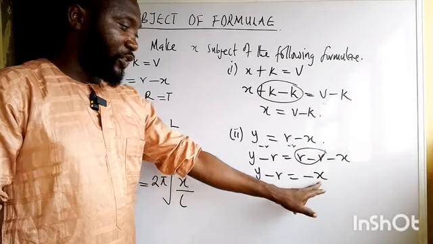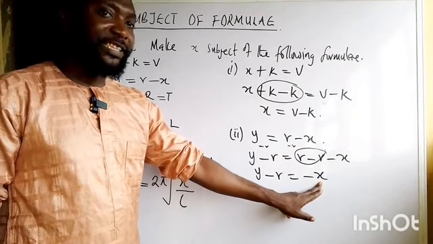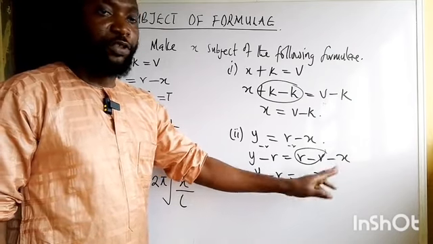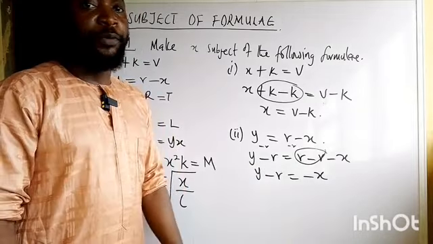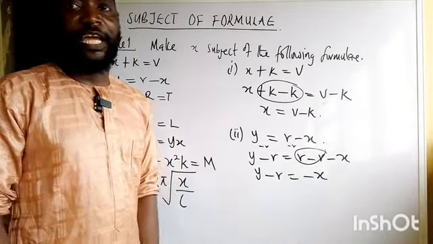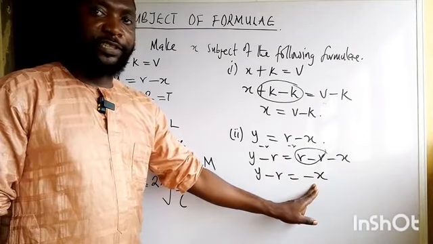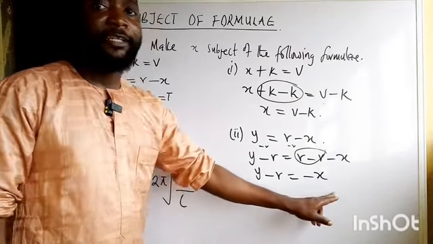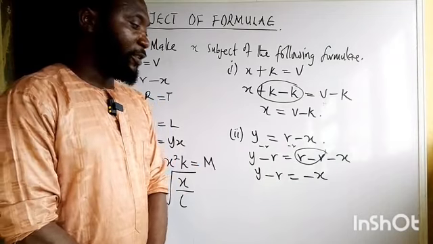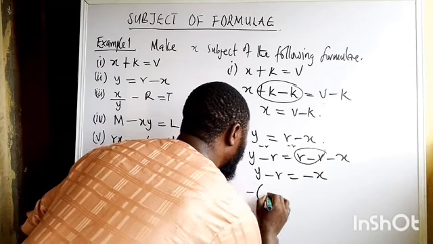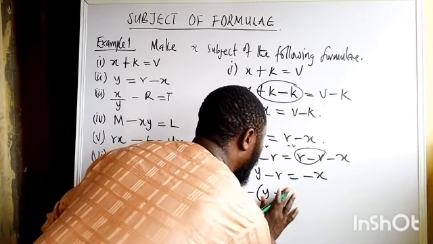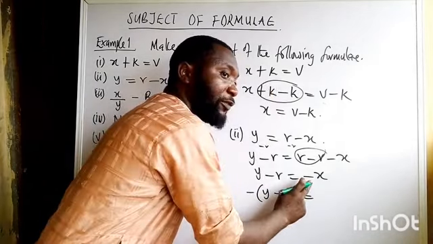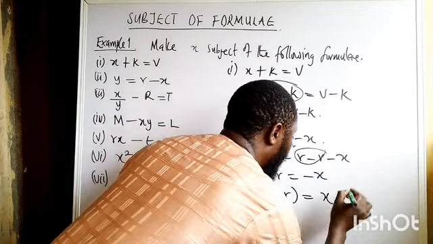We want to make X subject, but what we have here is negative X. So once you have the negative of that letter, what you just need to do is multiply both sides by a negative sign, because we need X, not negative X. So now we have negative of Y minus R equals, when you multiply negative sign by negative sign, you get positive, so that becomes X.